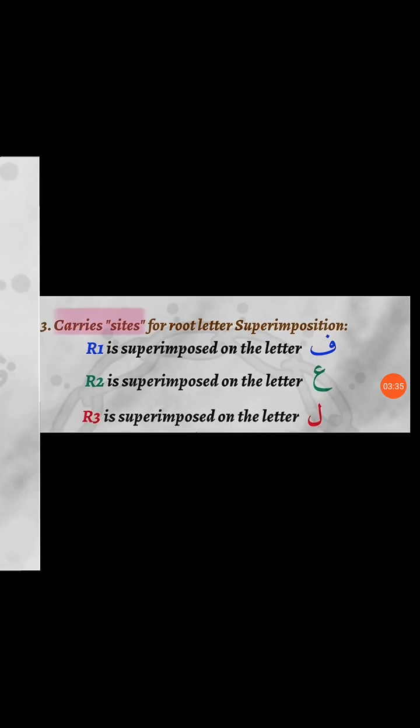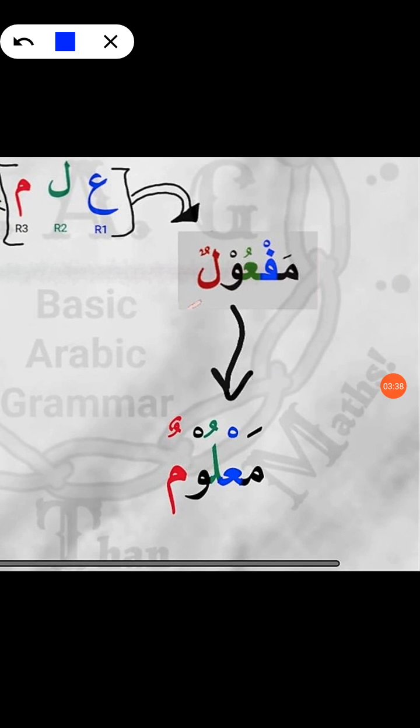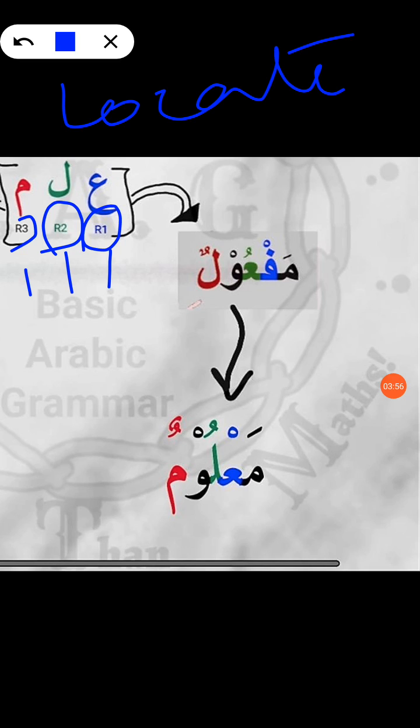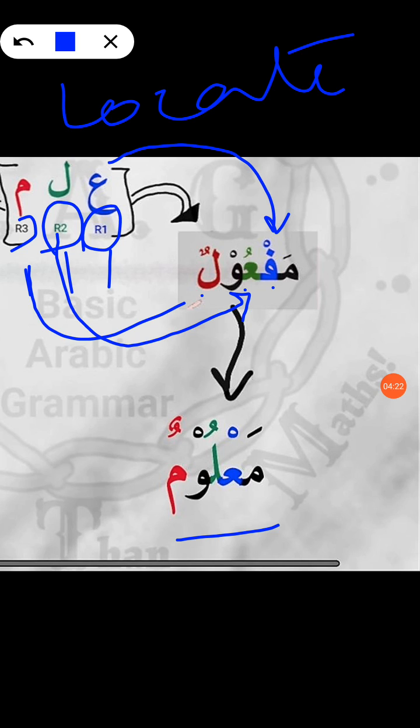Let's see a couple of examples. Our set of root letters is noon, lam, meem. Noon is our first root letter, lam is our second root letter, meem is our third root letter. Now our pattern is maf'ulun. You simply locate fa and lam, you got them here, and then you simply replace them. What do you get? You get ma'lumun. How? You replaced fa with noon, then you replaced ayn with lam, and then you replaced lam with meem, because this was your third root letter. So you get ma'lumun.